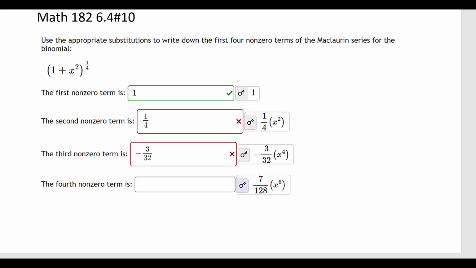Hello everyone, we are looking at a couple problems today. This video is going to focus on 6.4 number 10. So all you calculus thrill seekers, here we go.